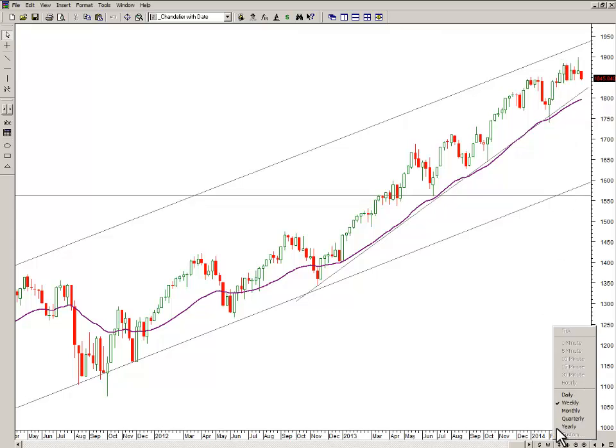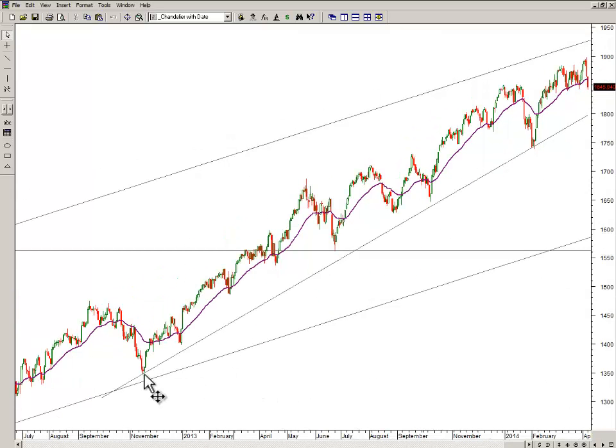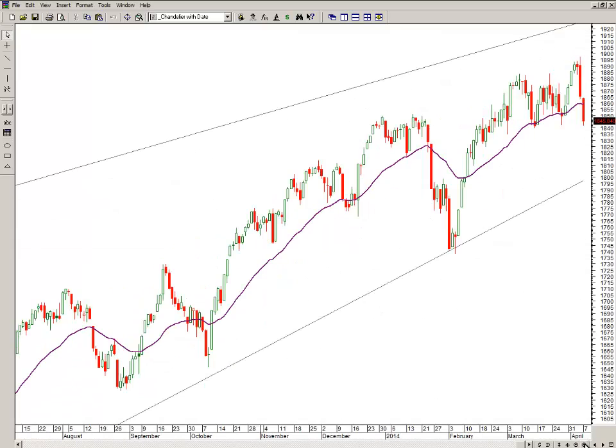And if I move over to the daily chart, you can see here that steeper uptrend line and how it's been holding it very nicely. Right now it's having a little bit of a pullback, but overall this trend is still healthy. So let's move on now.